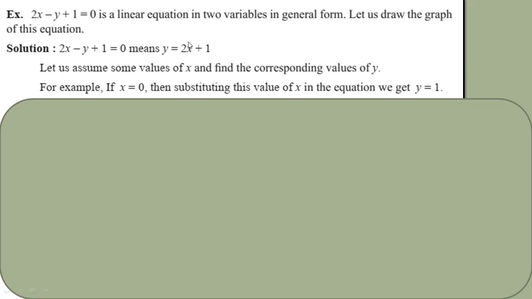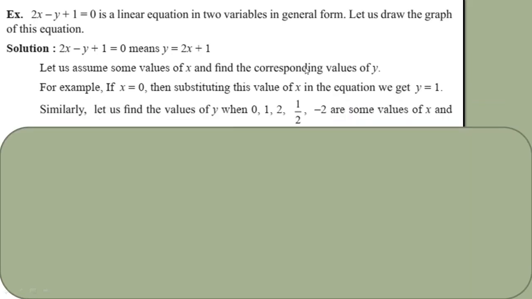So here we will put values of x. We assume some values of x, and for the corresponding values we'll find values of y, and then we'll locate the position of different points. For example, if we put x is equal to 0, then y is equal to 1. So we got one point whose x coordinate is 0 and y coordinate is 1.